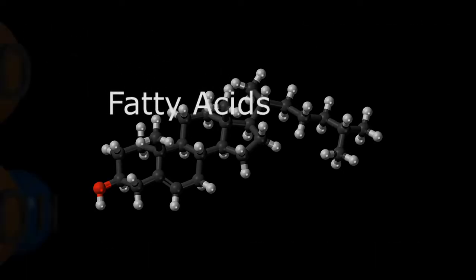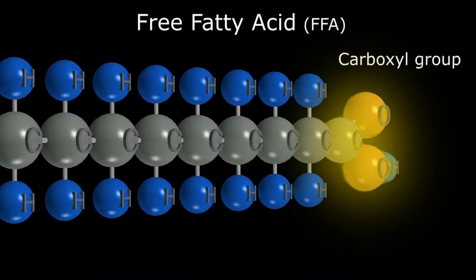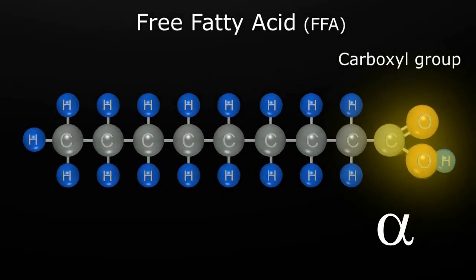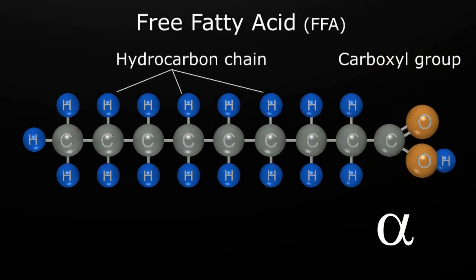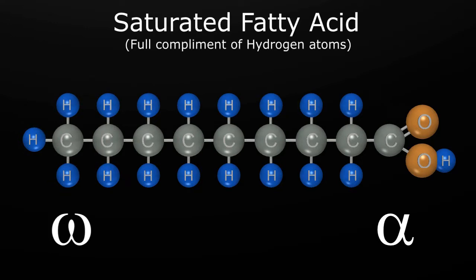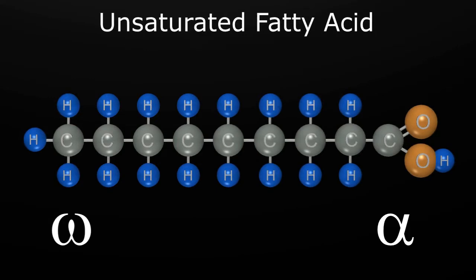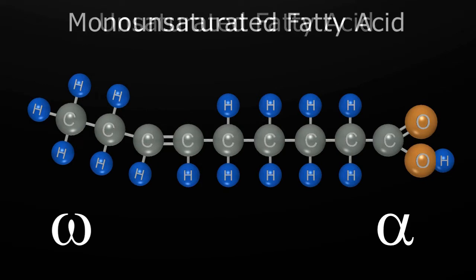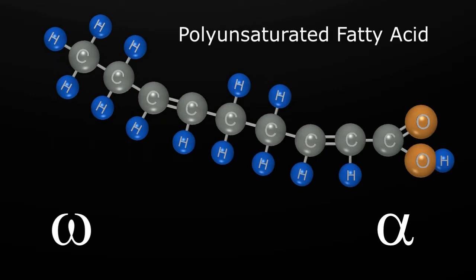Fatty acids are energy-storing hydrocarbon chains starting with a carboxyl group at the alpha end, connected to a series of hydrocarbon molecules, the last hydrocarbon always referred to as the omega end of the molecule. Saturated fatty acids have a full complement of hydrogen atoms on each carbon, producing a linear configuration. Unsaturated fatty acids have at least one double bond between carbons, eliminating two adjacent hydrogens and causing the molecule to bend. This is a monounsaturated fatty acid. Additional double bonds produce polyunsaturated fatty acids.